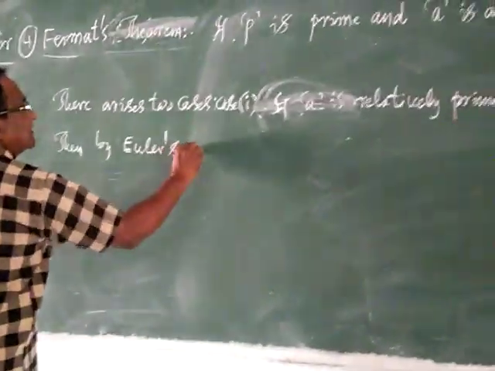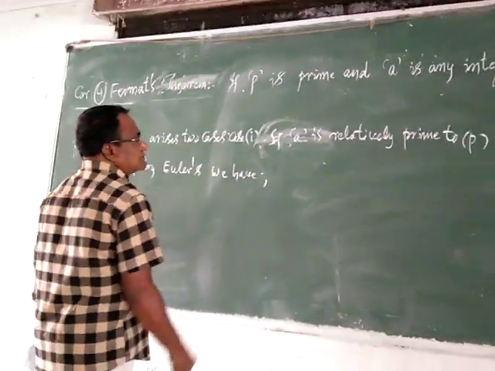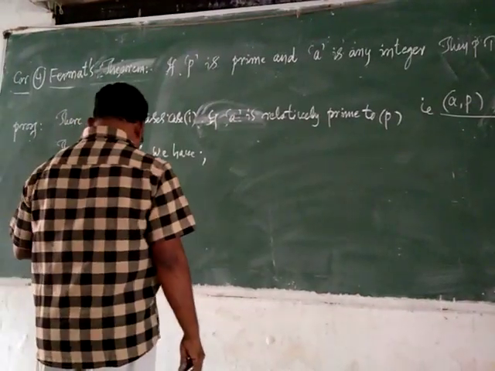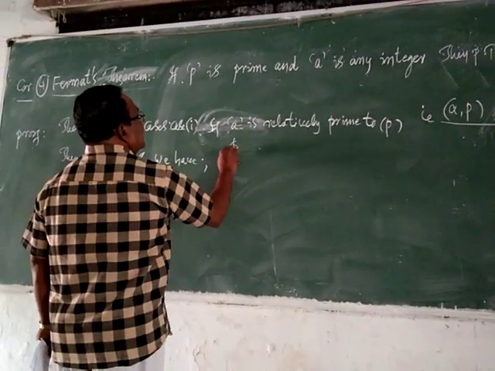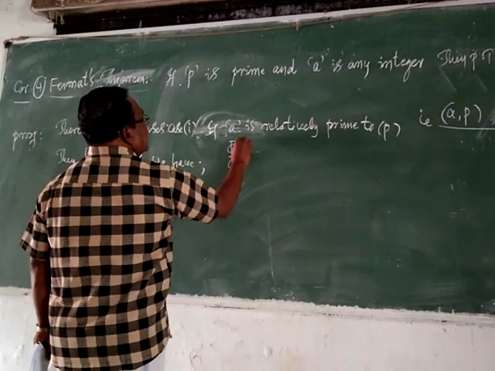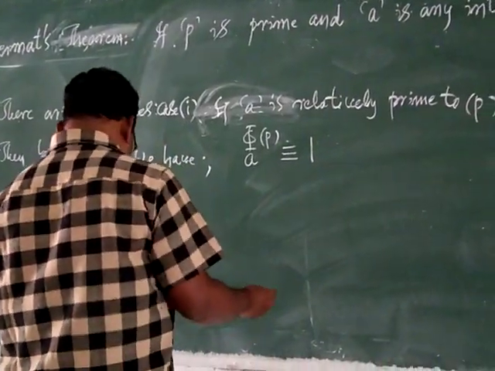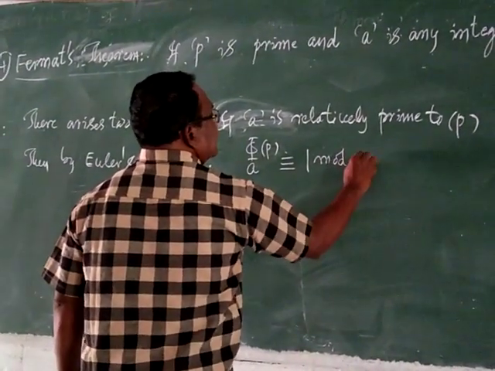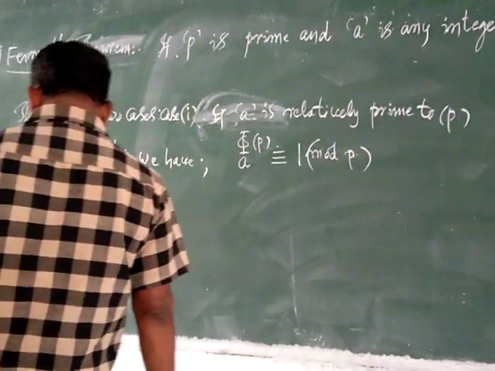What do we have here? Just now we have proved Euler's theorem. A is relatively prime to P. Instead of n, we have A here. It is A to the power phi(P) is congruent to 1 mod P.